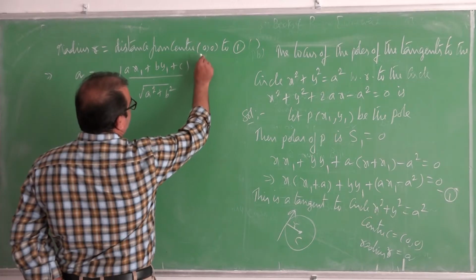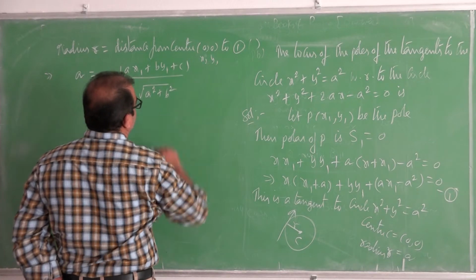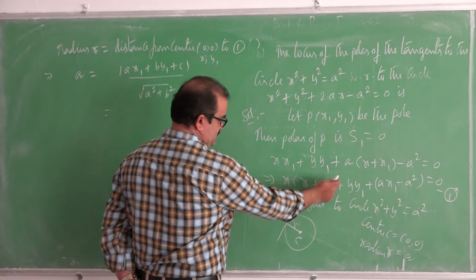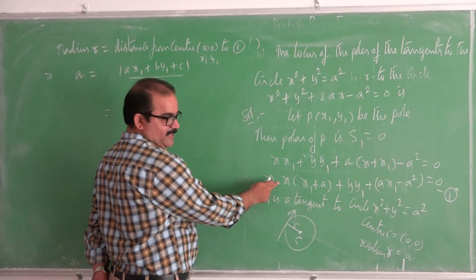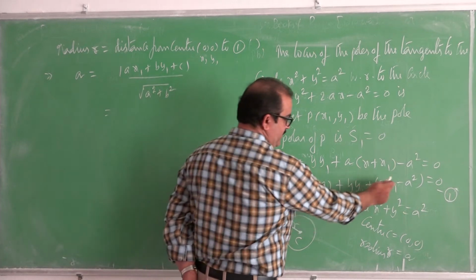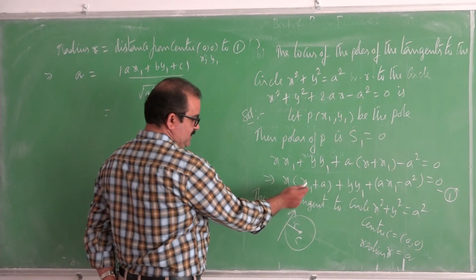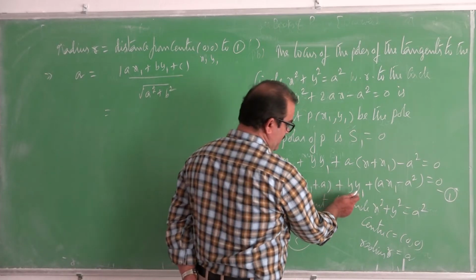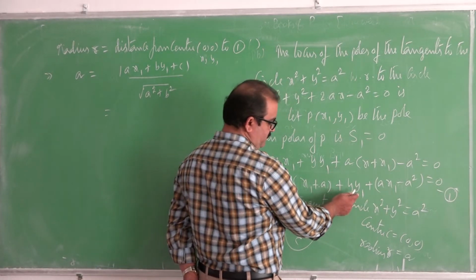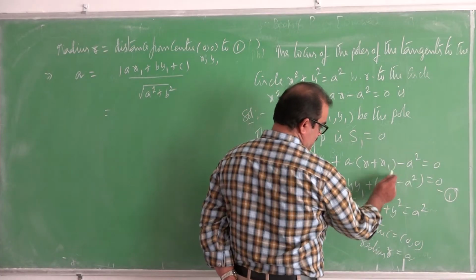What is x1, y1 here? Origin, 0 comma 0. From this straight line, what is a value? Always compare any line with ax plus by plus c. Then what is a value? Coefficient of x, that is a. What is b value? Coefficient of y, that is b. What is the constant term?